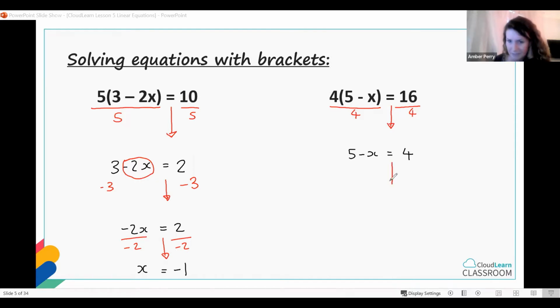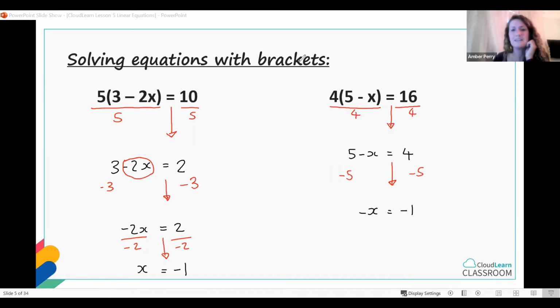And then our next step is going to be, again, to subtract this 5 away. And again, be super careful not to lose the minus sign in front of the x. So I'm going to subtract that 5 away from both sides. So we're going to have minus x is equal to negative 1.